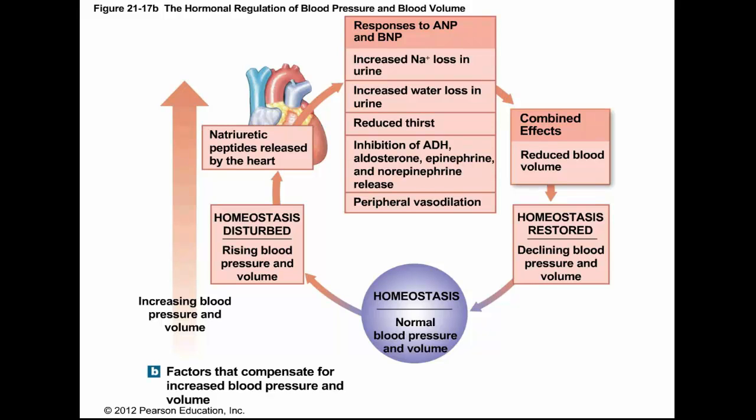Here natriuretic peptides are released by the heart, and this causes a response. It causes an increase in sodium and water to be lost in the urine, a reduced thirst, and inhibition of antidiuretic hormone, aldosterone, epinephrine or adrenaline and noradrenaline. Peripheral vasodilation results. These combined effects reduce blood volume, homeostasis is returned, and you have decreasing blood pressure.